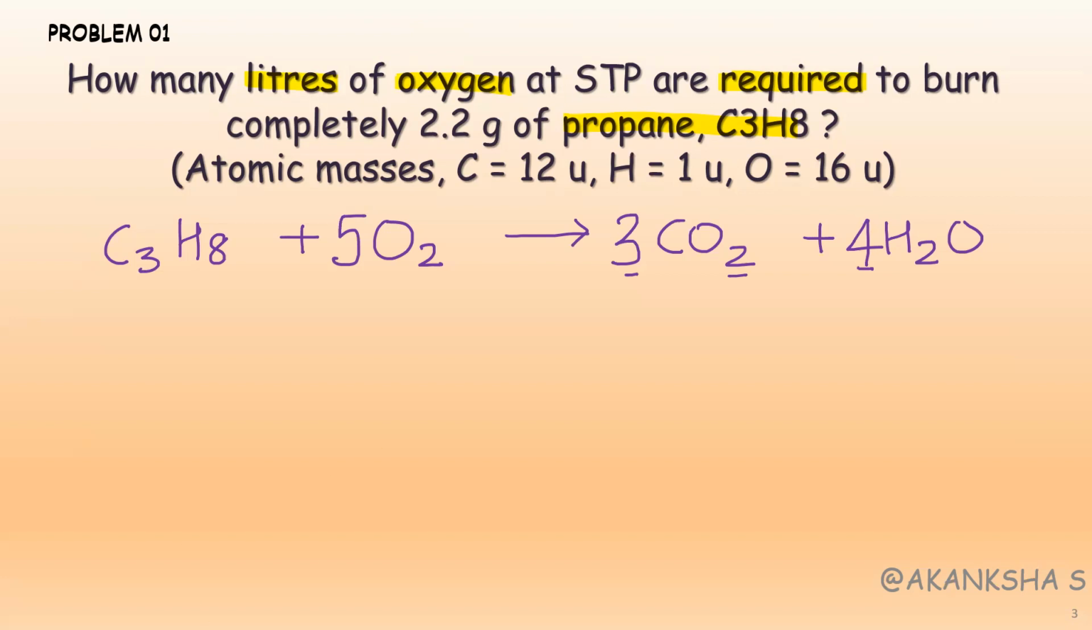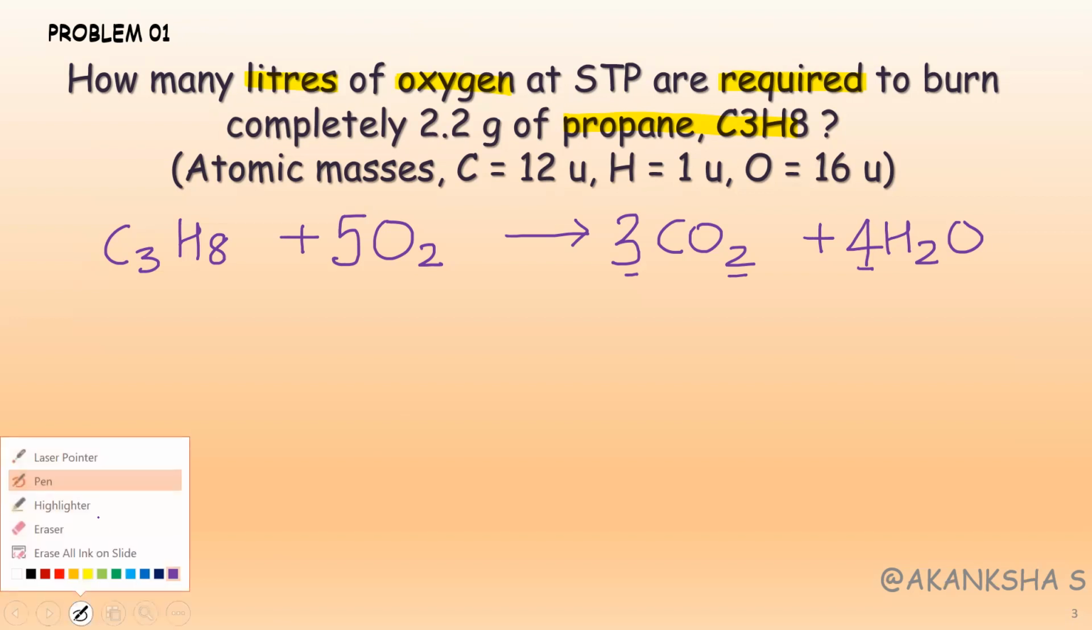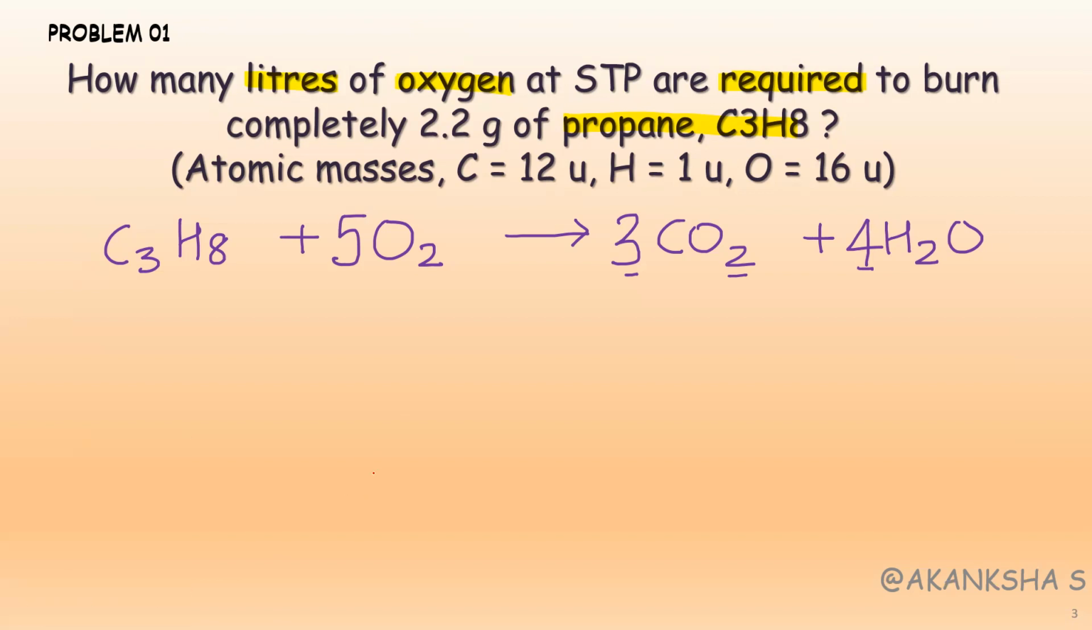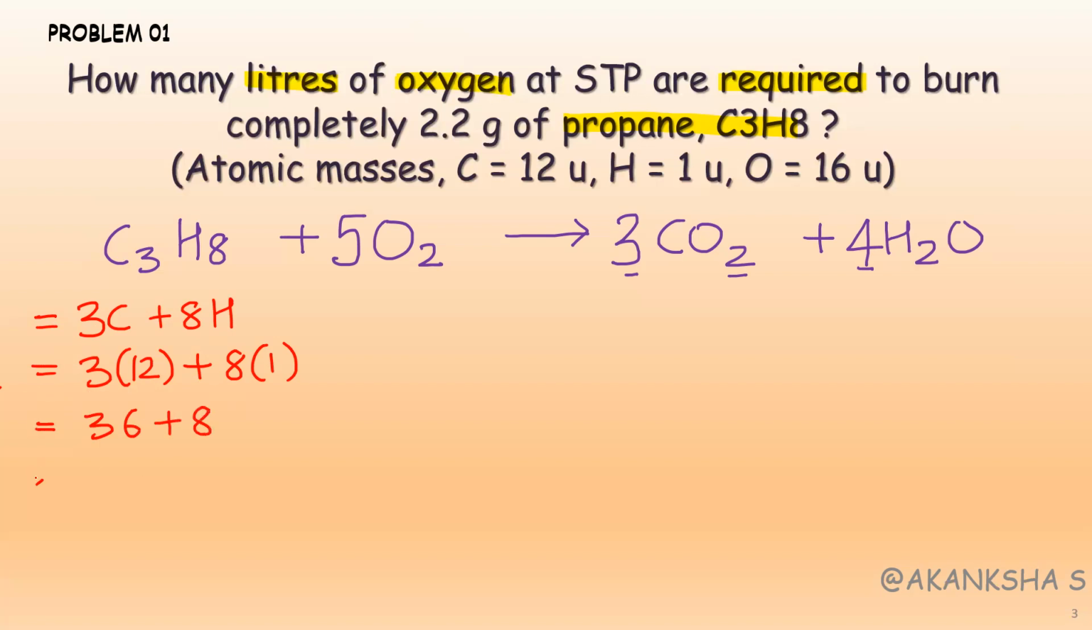So let's start with the first rule that we had seen. First, you need to write the equation and balance it out. Second step is to find the molecular weight. Now, let's find the molecular weight of propane: 3 times carbon plus 8 times hydrogen. Carbon's atomic mass is 12. Hydrogen's atomic mass is 1. 3 twelves are 36, plus 8. So propane has a molecular weight of approximately 44 grams.